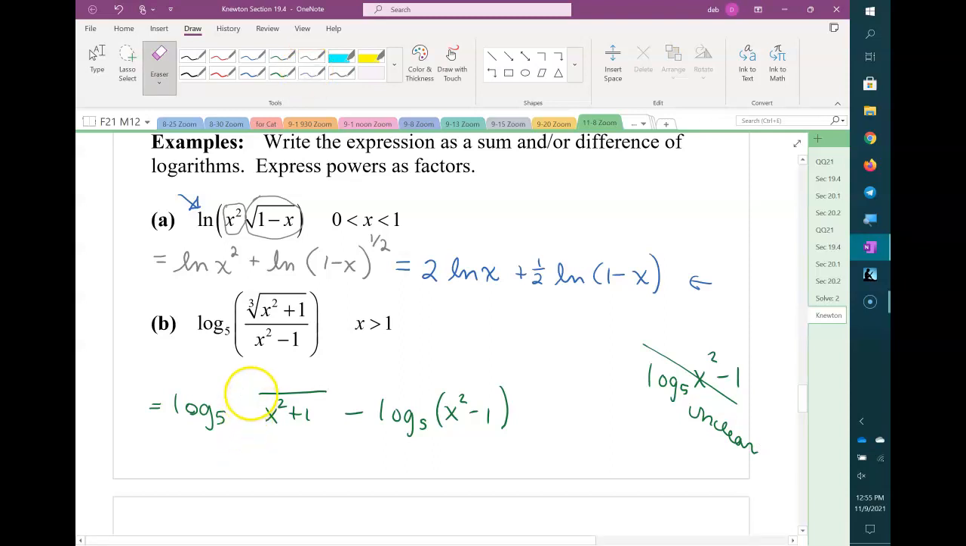So we can rewrite this cube root as 2 to the 1/3 power, and then do one more step of putting the power down in the front. And now we have something that is much nicer to work with.